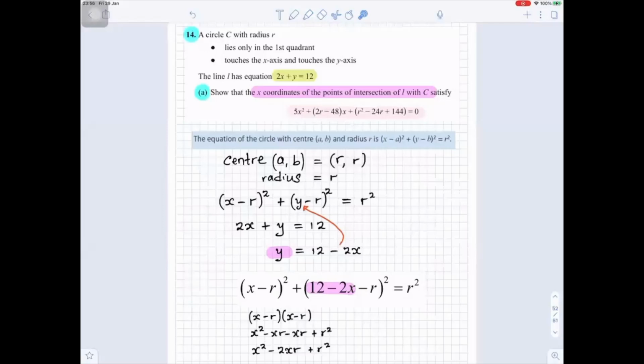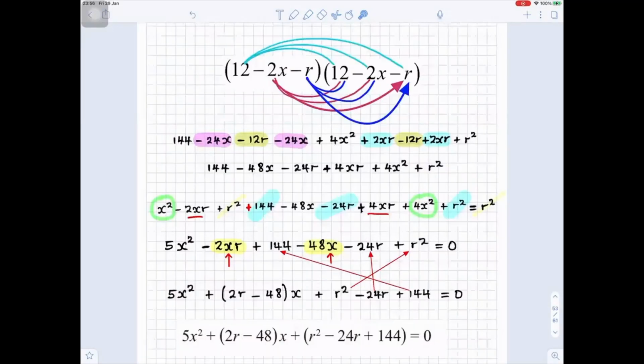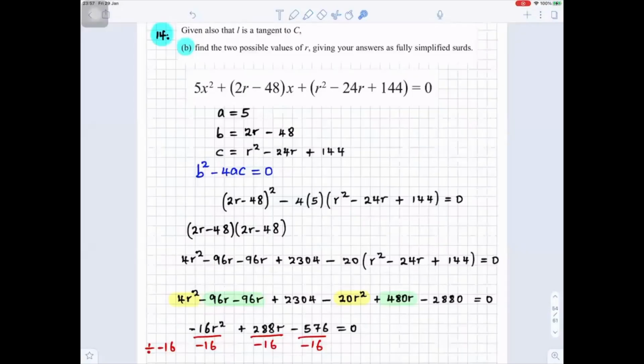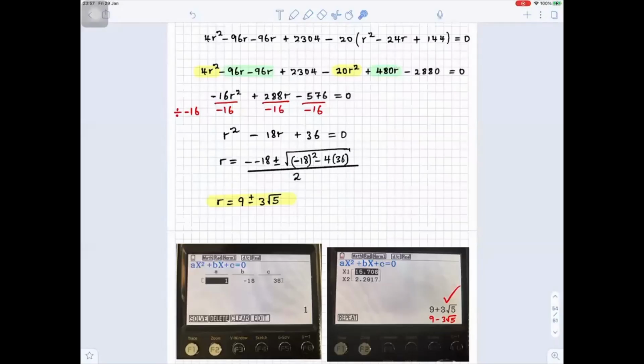So that's the first part for question 14a. That's the second part for question 14a. That's the first part for question 14b. And that's the final part for question 14b.